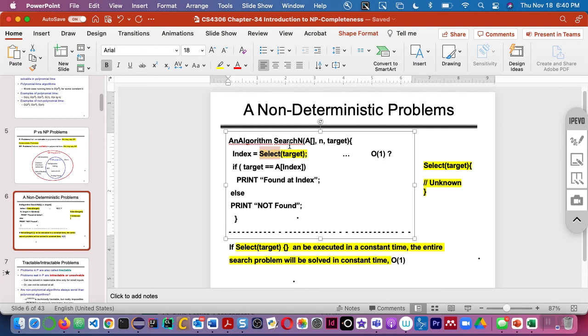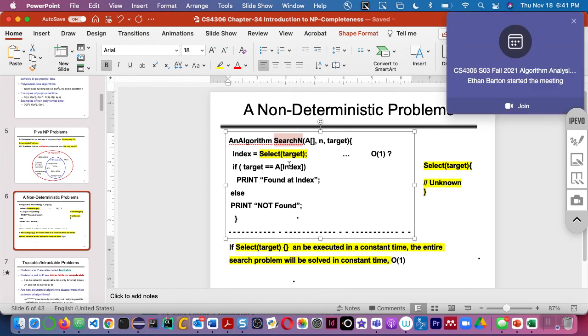But we know what is the efficient searching algorithm? Binary search, right? It takes log n time, and linear search takes big O n time. Compared to big O n, binary search with log n is better. But people are still doing research, continuing research: is there any way to find a constant time searching algorithm?